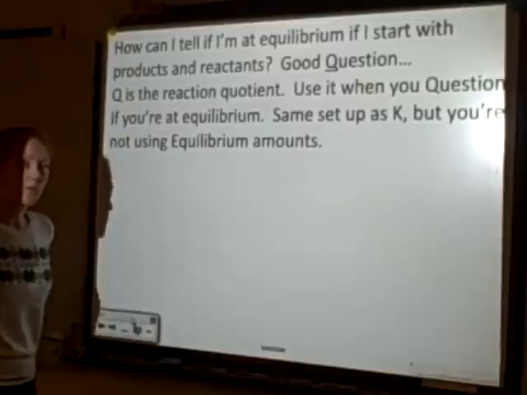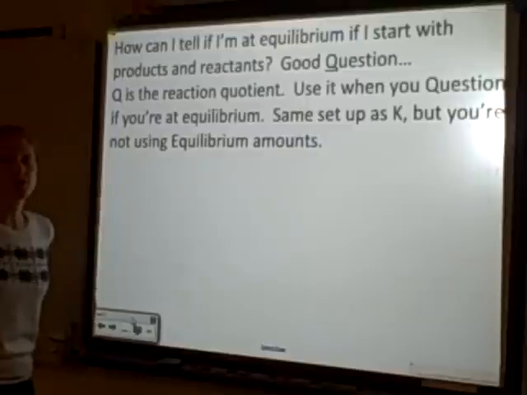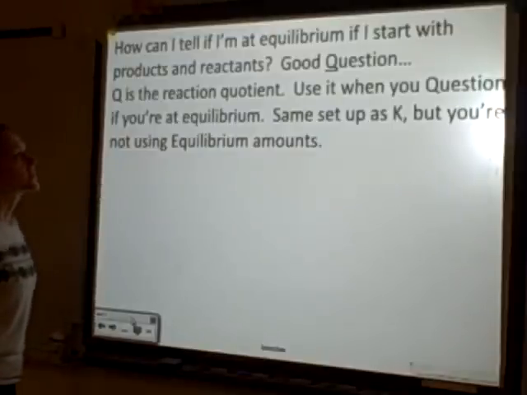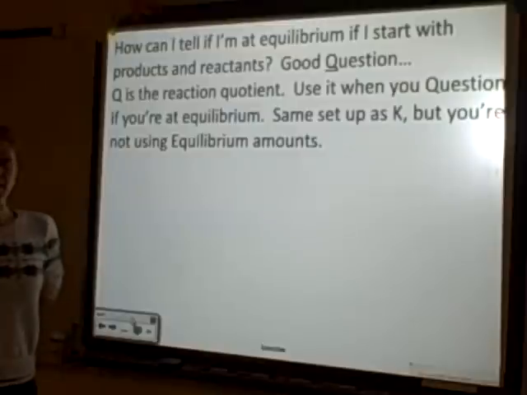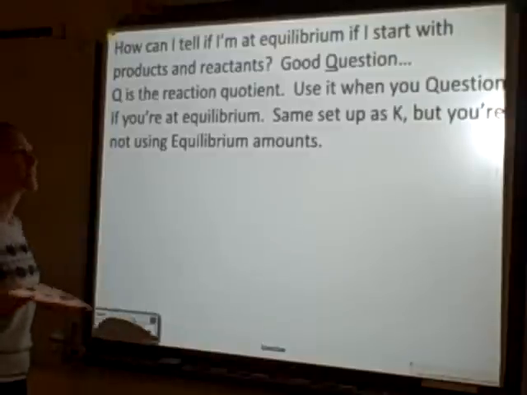What if you start with some amount of reactants and some amount of products, and you want to know what your concentrations are going to be at equilibrium? Well, then you don't know if your reactants will turn to products or if your products will turn to reactants in order to get there. So you have to question: am I at equilibrium, and which direction do I need to proceed to get to equilibrium?